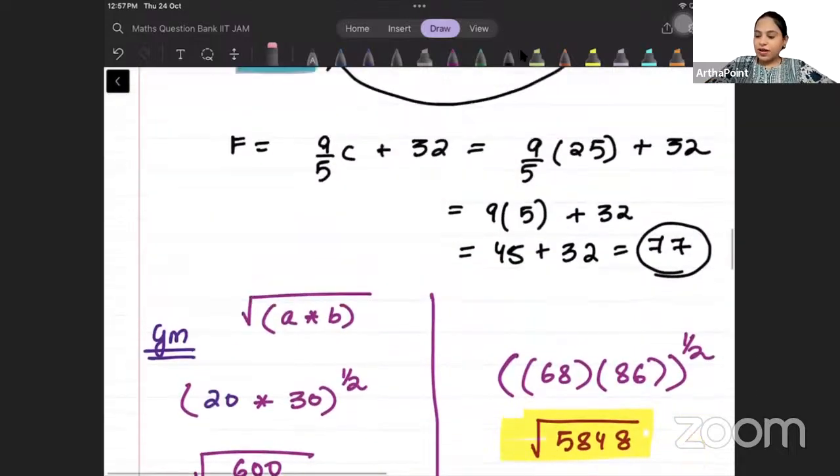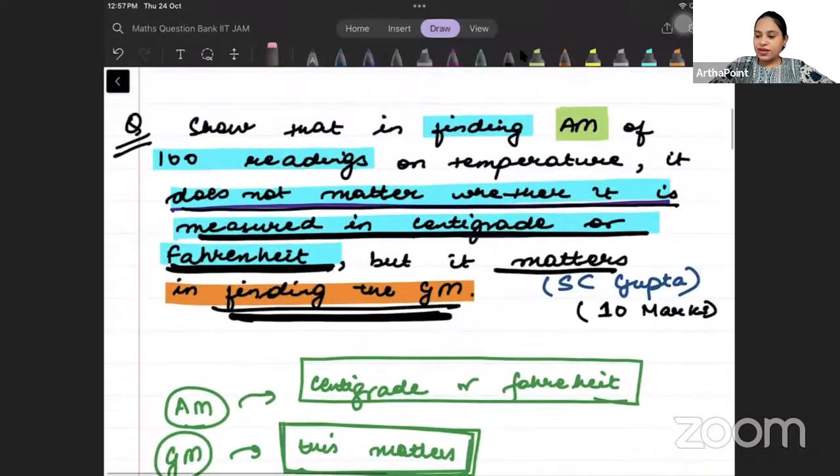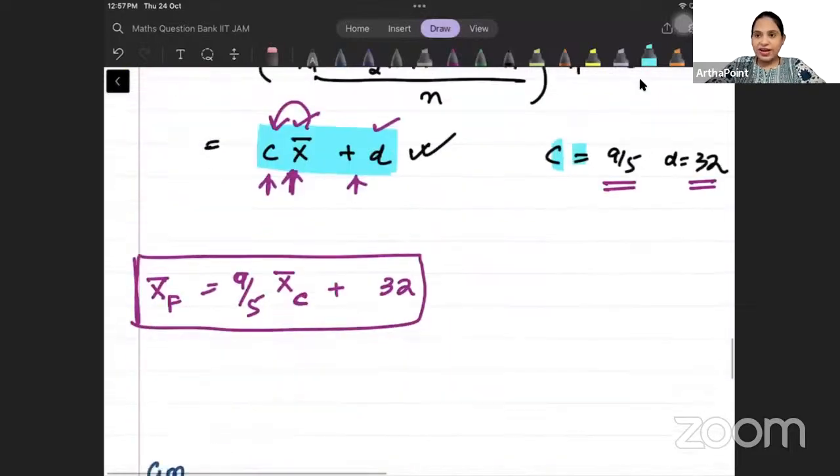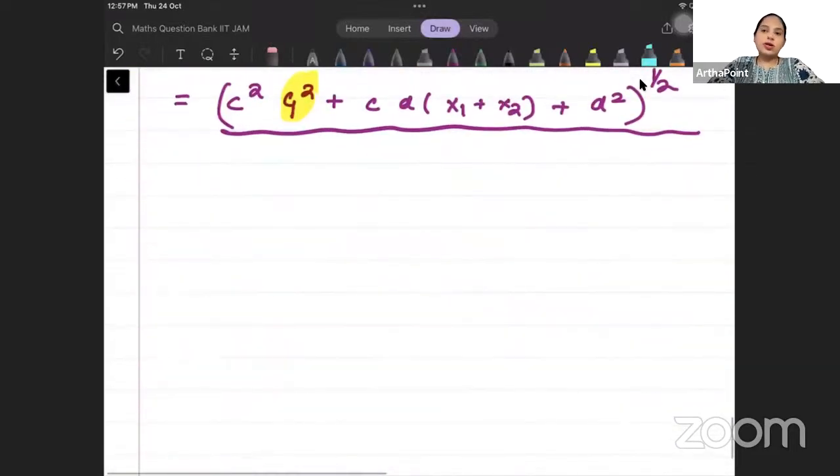And it was a 10 marks question, so I am expecting you to write a proper answer for it. Explain properly how change of scale and origin affect AM and GM. You can do it using a generalized case, and then you can do it for 100 observations.